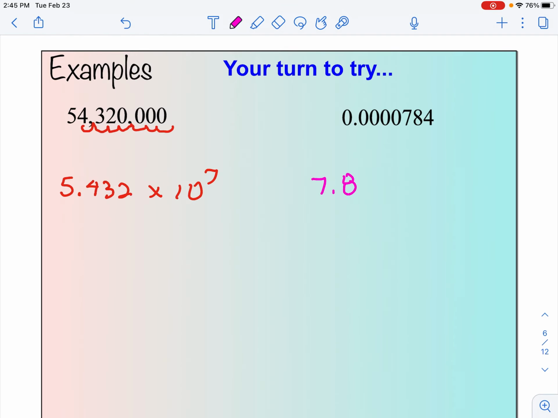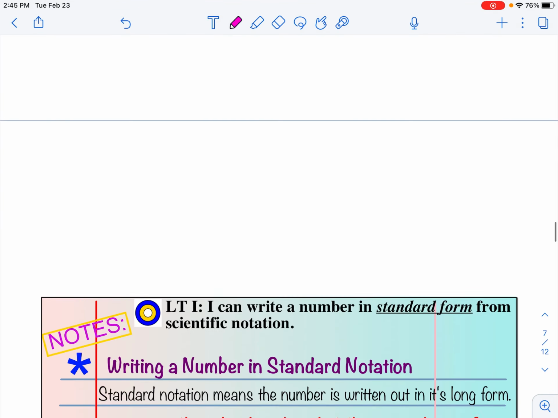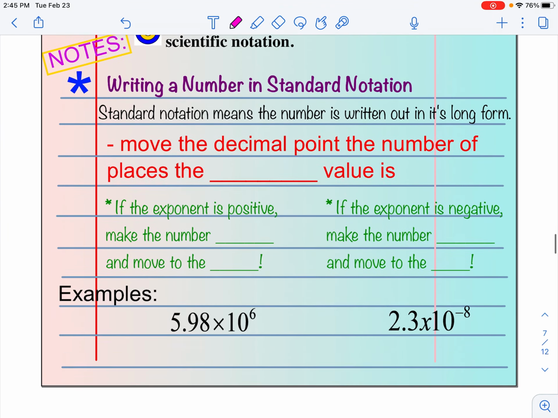This, the number part, is 7.84. There's your number between 1 and 10. And I move over 1, 2, 3, 4, 5 places to get there. It's a very small number, so it's a negative exponent. So that's how this works, to take a number that is in standard notation or just a plain old number and write it into scientific notation.